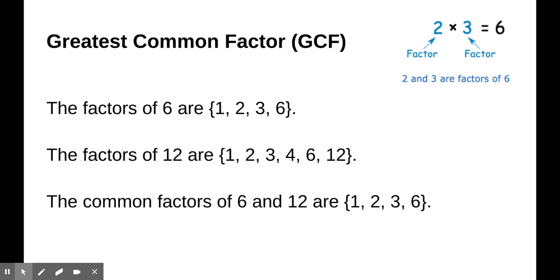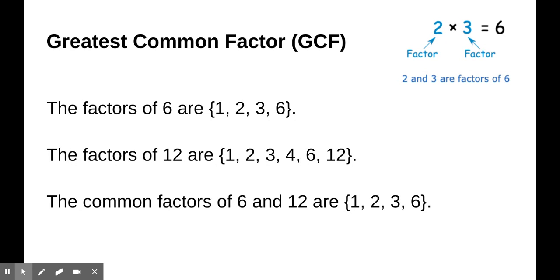A number can be written in terms of its factors. For example, the factors of 6 are 1, 2, 3, and 6. 1 is a factor for all numbers. Some numbers only have 1 and themselves as factors, and they are called prime numbers. So for example, 3 and 5 are prime numbers.